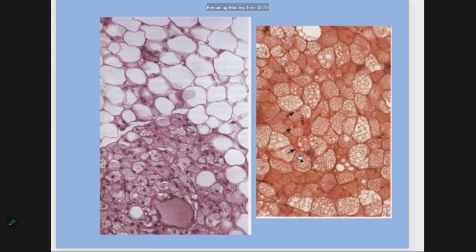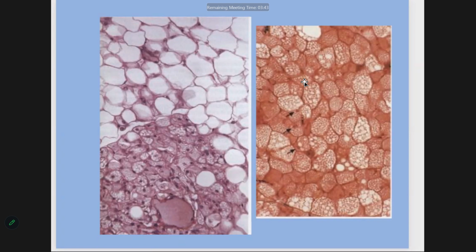This is brown adipose tissue. Brown adipose tissue is represented by the multilocular adipocytes. Multilocular adipocytes house many lipid droplets, and mitochondria of these adipocytes house many pigments, cytochromes. That is why we can see brown or dark red color of this type of tissue.